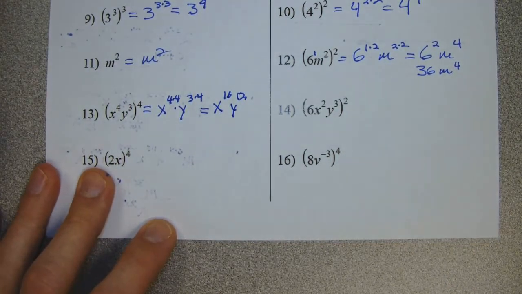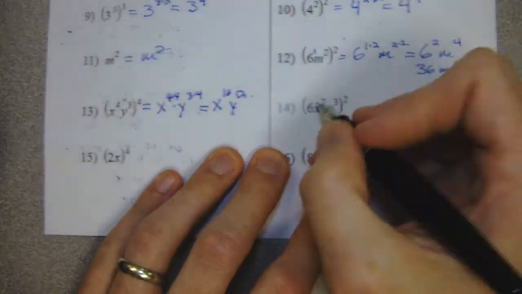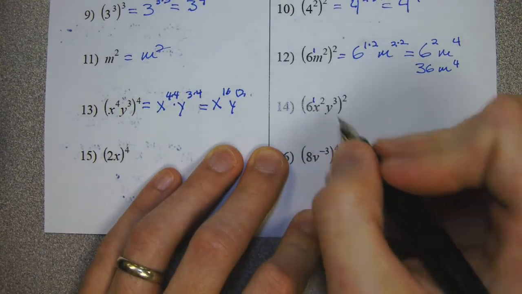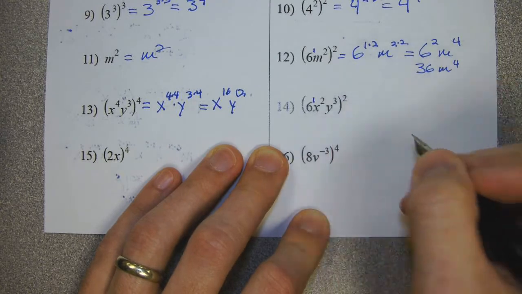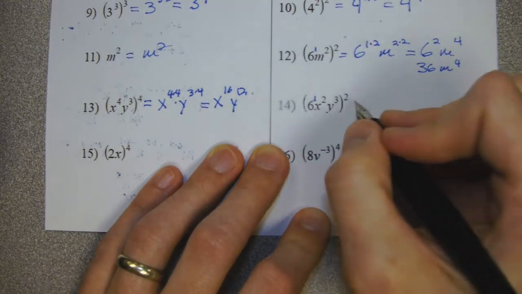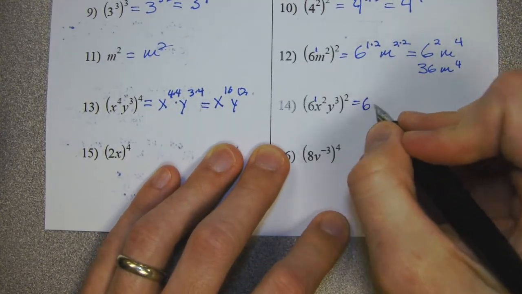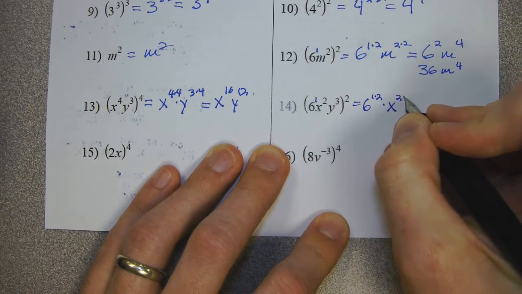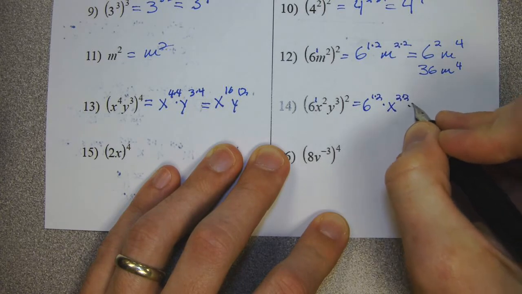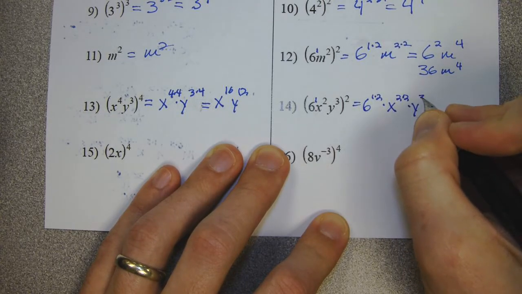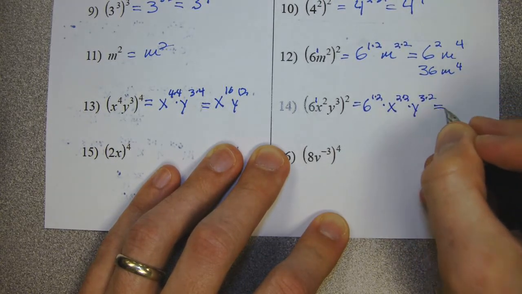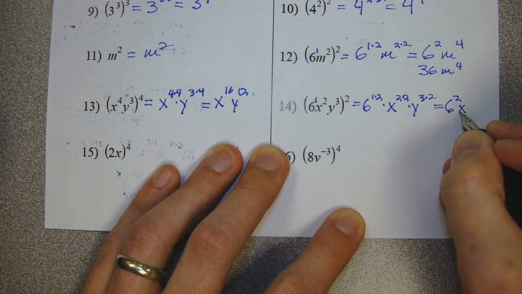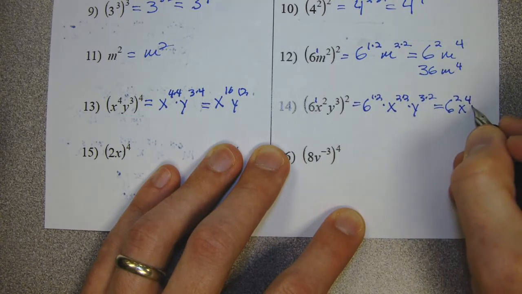Simple as that. All right, for 14, notice we do have a coefficient here, so we'll go ahead and write its exponent of 1. So we've got 6 to the first, x to the second, y to the third, and all of that taken to a power of 2. So here we go. I'll have 6, 1 times 2, multiplied by x to the power of 2 times 2, and then y multiplied by a power of 3 times 2. All right, let's rewrite it. So I could write that as 6 to the second, x to the fourth, y to the sixth.